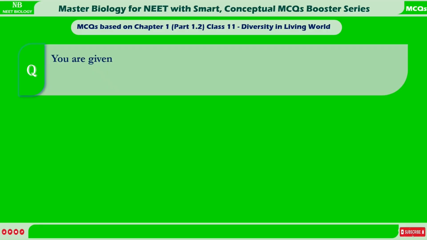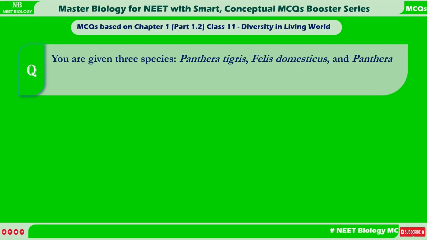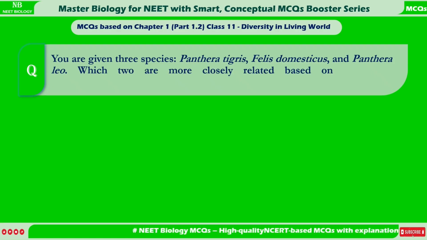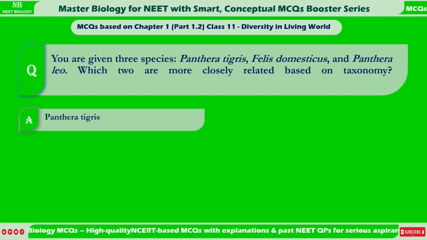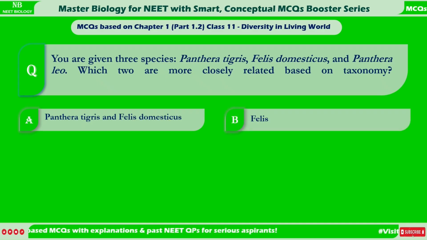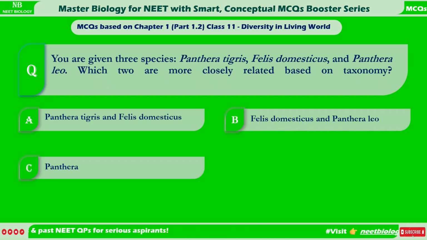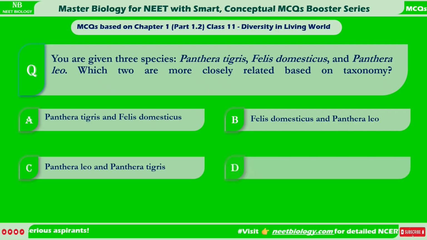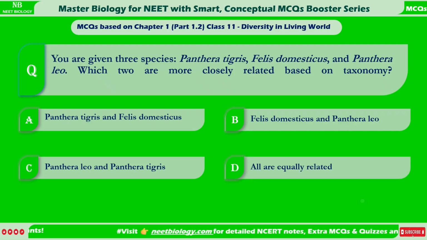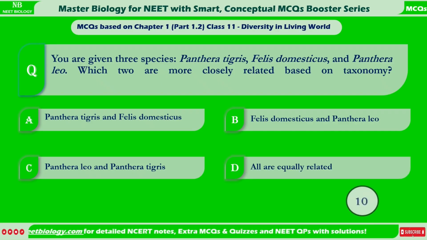You are given 3 species: Panthera tigris, Felis domesticus, and Panthera leo. Which two are more closely related based on taxonomy? A. Panthera tigris and Felis domesticus. B. Felis domesticus and Panthera leo. C. Panthera leo and Panthera tigris. D. All are equally related.